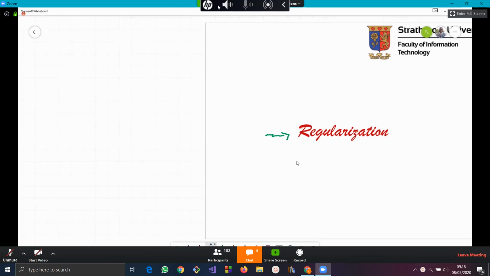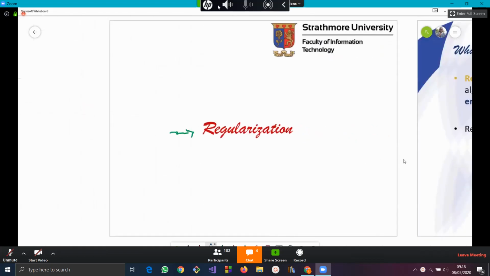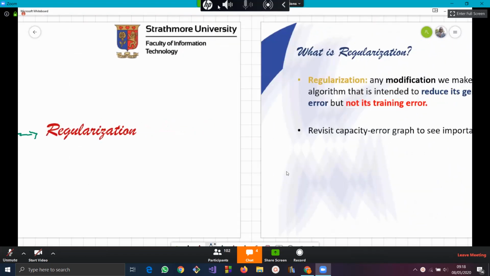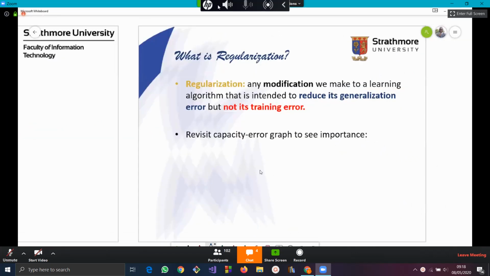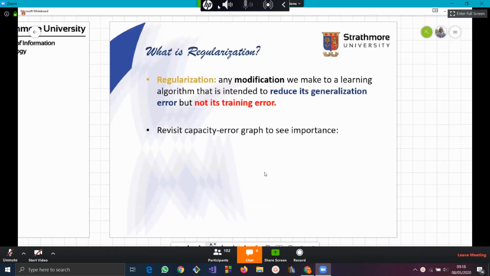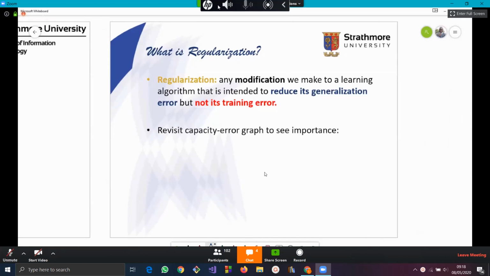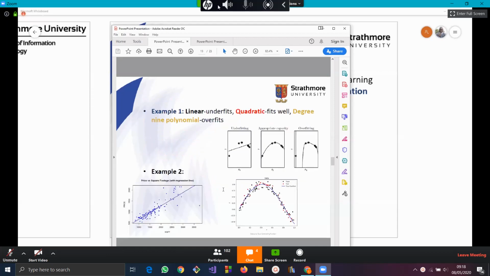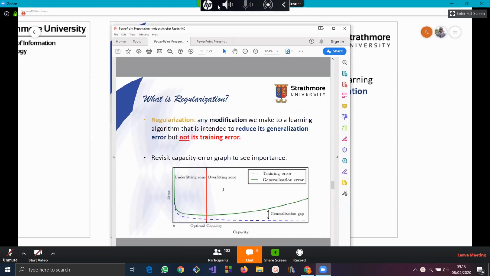That's number 2. So today we are going to discuss regularization. Then we are going to regularize the loss functions that we actually used on Monday. So in regularization, we are going to make a modification. This modification is going to balance the capacity, trying to find an optimal capacity.